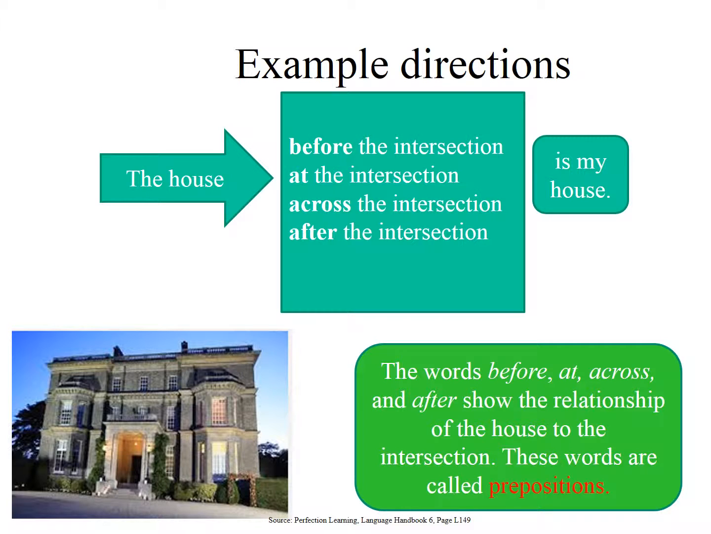So here's us giving some sample directions. The house before the intersection is my house. The house at the intersection is my house. The house across the intersection is my house. The house after the intersection is my house. In each of these cases, this is a preposition word. So the words before, at, across, and after show the relationship of the house to the intersection, and these words are called prepositions.